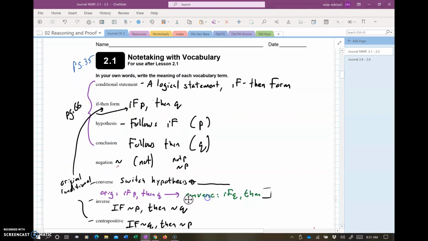Negation. This is the little symbol for negation right there, that little tilde, T-I-L-D-E. That means not in this case. So when I want to say not P, this is what I'll use for not P right there.